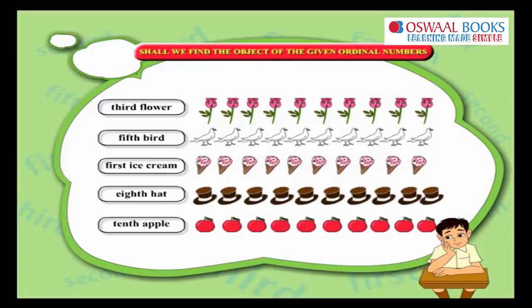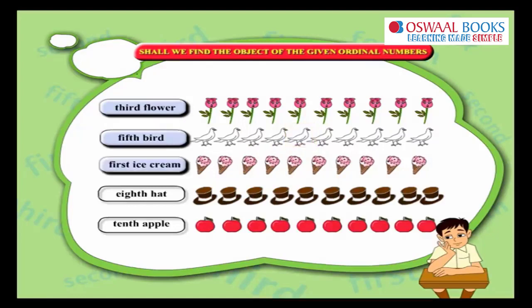Shall we find the object for the given ordinal numbers? Third floor. Find out the third floor in this row. Start counting. First, second, third. This is the third floor. Fifth bird. Let us find the fifth bird. Start counting. First, second, third, fourth, fifth. This is the fifth bird.